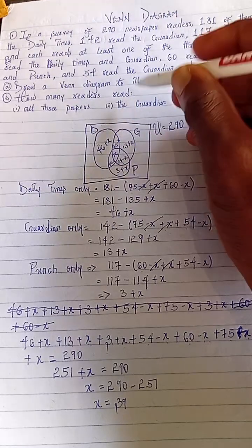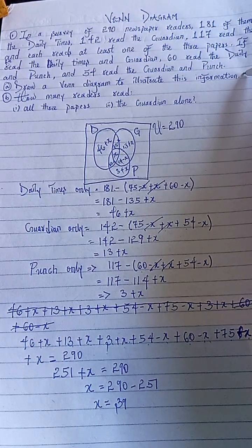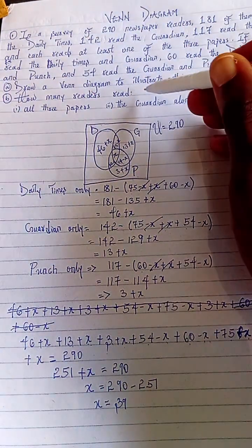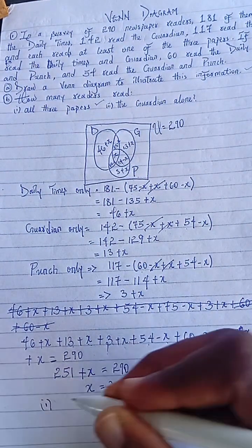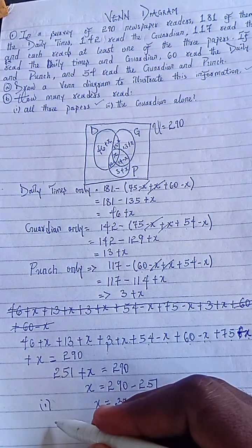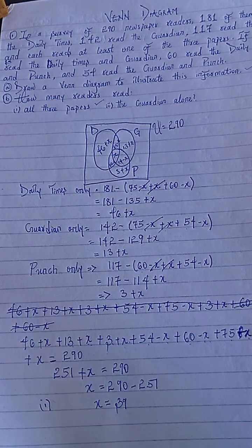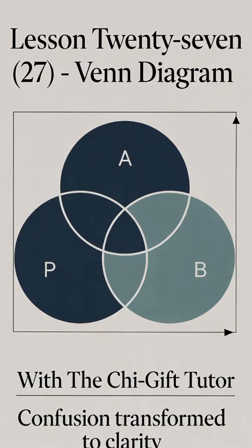So we've been able to represent this information using a Venn diagram. We have also been able to get the number of those who read all three papers, that is question 1B(i), and (ii) the Guardian only. So for Guardian only, and this will be the end of our class for today. We are going to continue with a new topic in the next class. Hope to see you in the next class. Bye for now. Thank you.